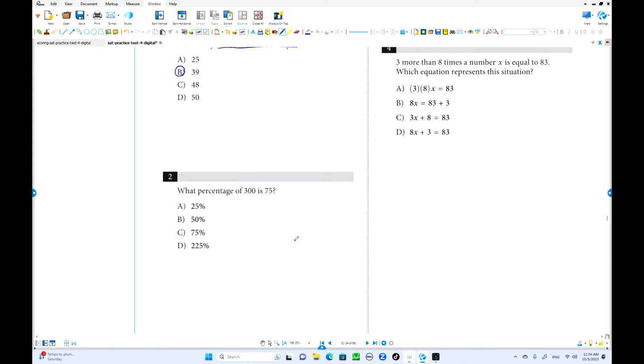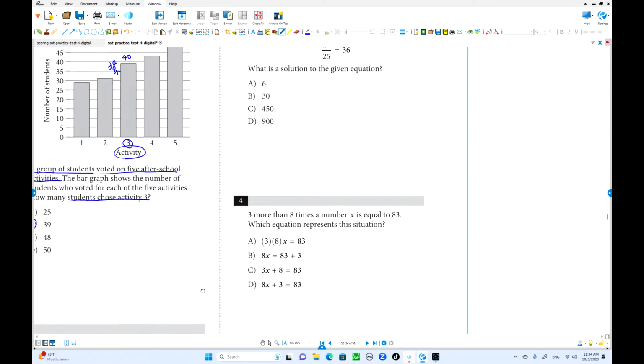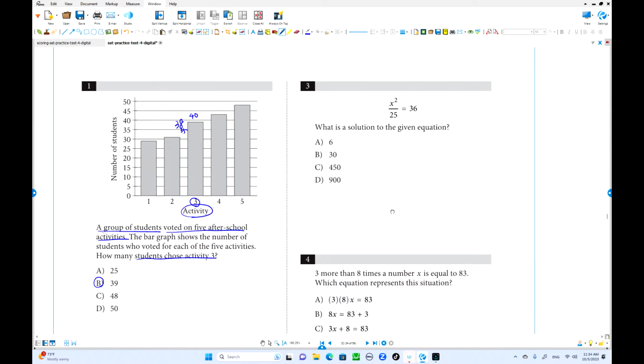Number 2, what percent of 300 is 75? 75 is a part, 300 is a whole, okay? When you multiply by 100, it gives us what percent? So that gives us 25%. That's the answer, okay? Or you can simplify this one: what is it? 1 over 4, right? 1 over 4 is 25%.